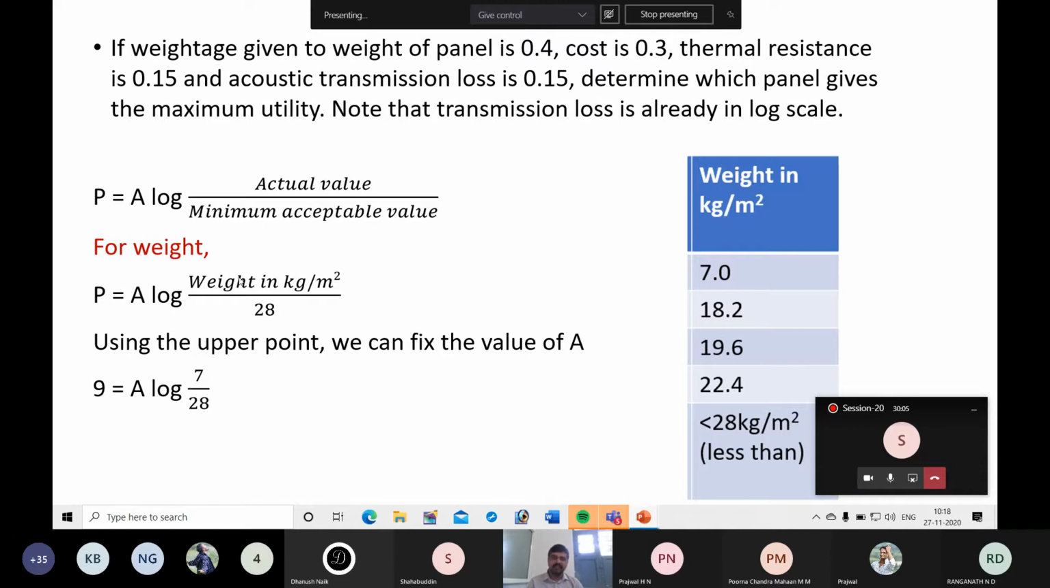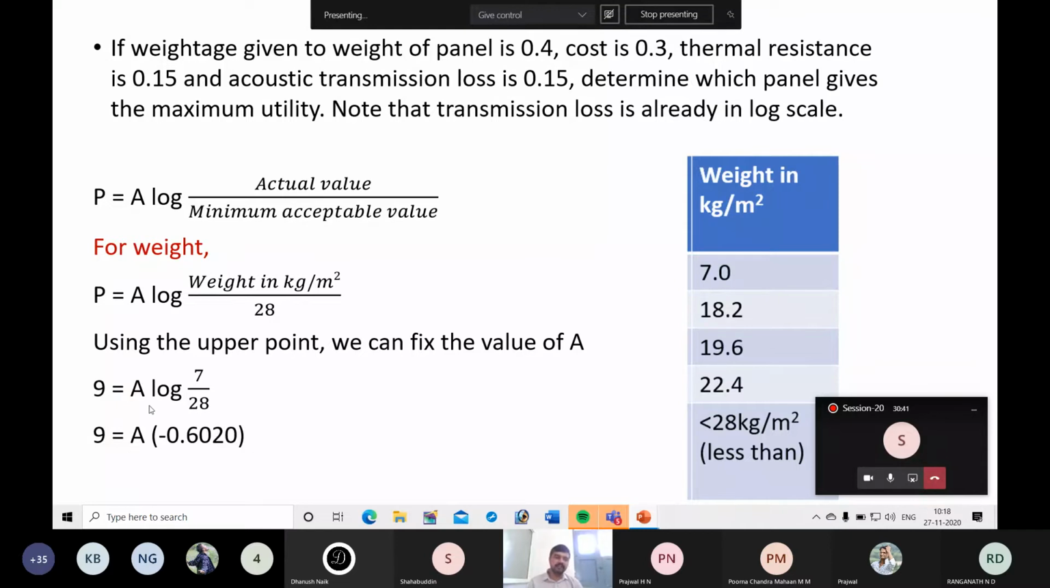If we have considered this aluminum alloy, its value is 7, so weight in kg per meter square is 7. Minimum acceptable value it is given 28. So A is the unknown that we have to find out. We have assigned P value 9 based on preference. We can prefer aluminum alloy compared to other options. That's why we are assigning 9 to this. Then we can find out A.